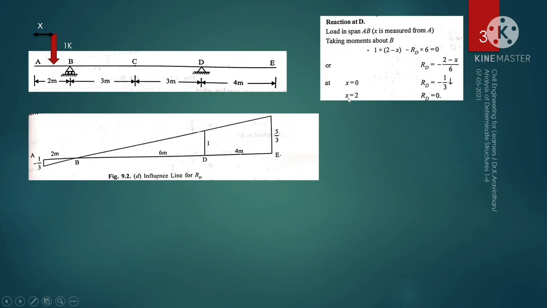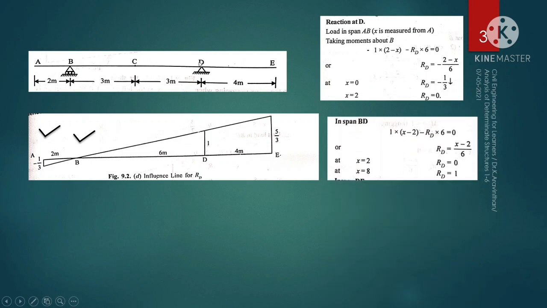And if you substitute 2 in this equation, 2 minus 2 will be 0, and RD will be 0 at the coordinate 2. So you got these two answers, that is minus 1 by 3 and 0. Now let us go into the next member, that is B and D.